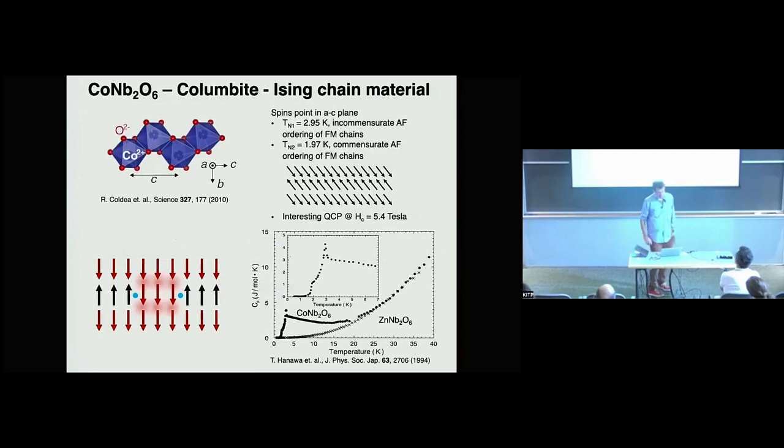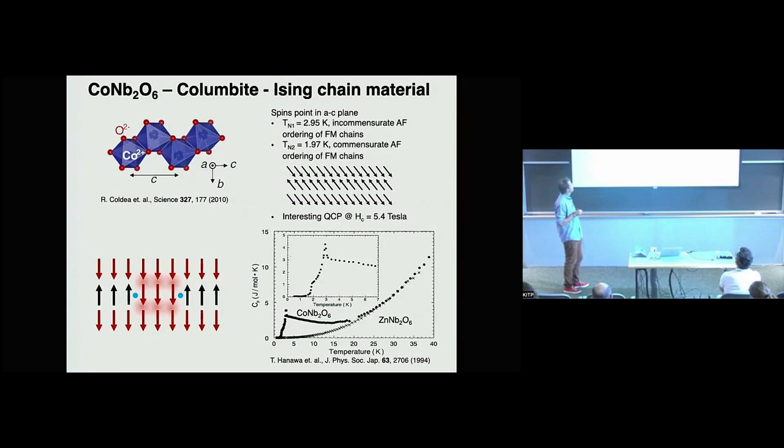So we've seen this kind of plot earlier, and this comes from the famous 2010 paper of Radu, where it pointed out this material here, cobalt niobate, which belongs to a class of minerals called columbites, may be the best material realization we have of the Ising model. The material itself is this kind of zigzag chain of cobalt ions surrounded by these distorted octahedra in this fashion.